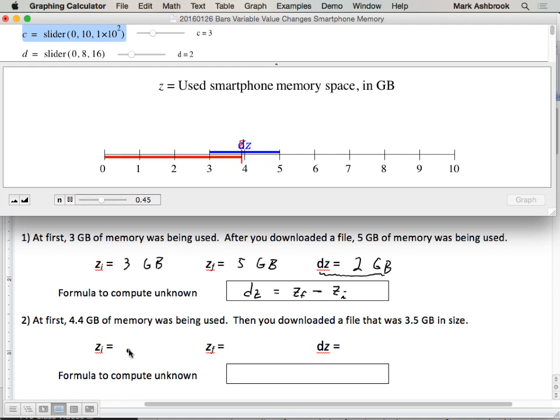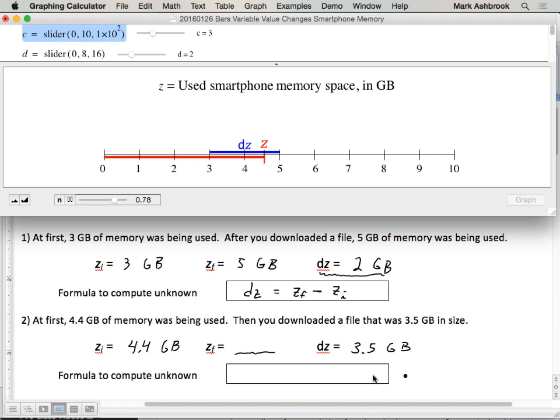What'd you say? Did you know Z initial? 4.4. And by the way, for this, I'm showing number 1 now, right? So I'm showing an animation that shows number 1. Okay. Number 2. So 4.4 is ZI. Okay. Our ZF is unknown. So that's going to be. Okay. Our DZ is 3.5 gigabytes.